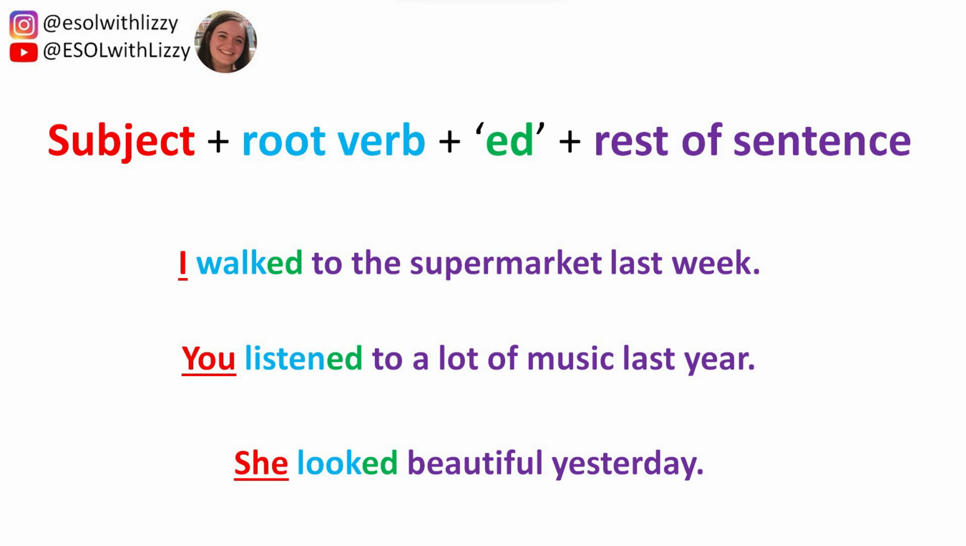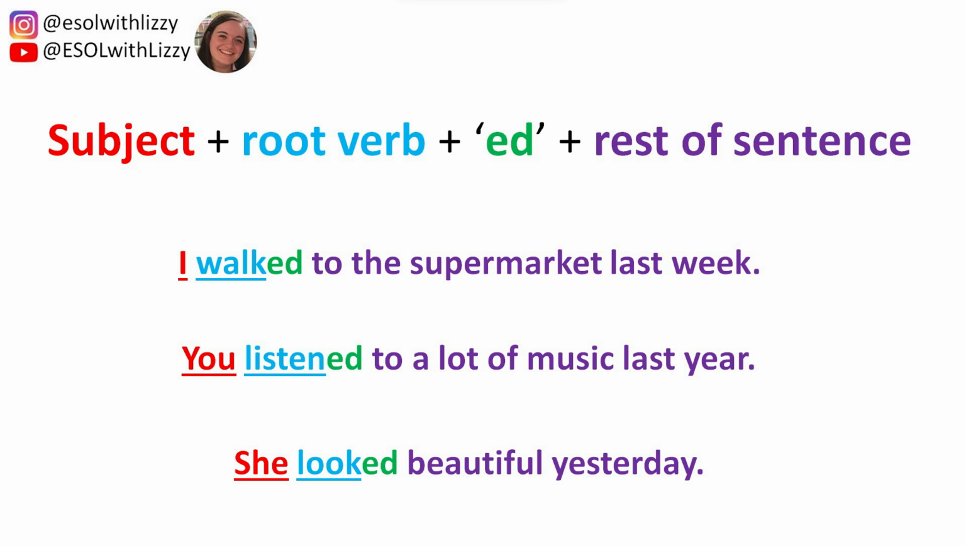Then we need a root verb. A verb is the action or movement in a sentence, and a root verb is the shortest form of the verb, with nothing extra on the end like ing or s. In our sentences, the root verbs are in blue: walk, listen, and look.